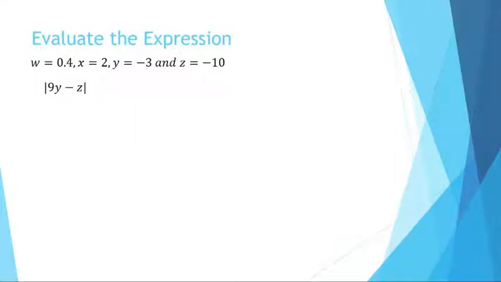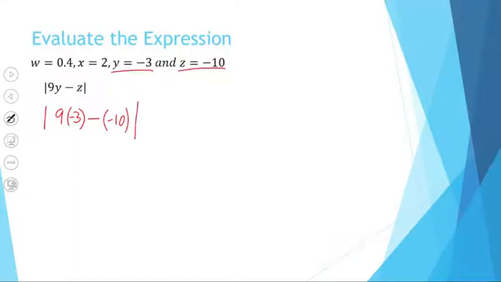I'm going to start, though, with evaluating the expression. So these are from our quiz. We have variables defined here. We've got w equal to 0.4, x equal to 2, y equal to -3, and z equal to -10. And we have the absolute value of 9y minus z as our first example. So the very first thing we need to do is just plug in our numbers that we know. So since we have 9 times y, and y is -3, this will be 9 times -3. Minus z, and z is -10, so it's minus -10.